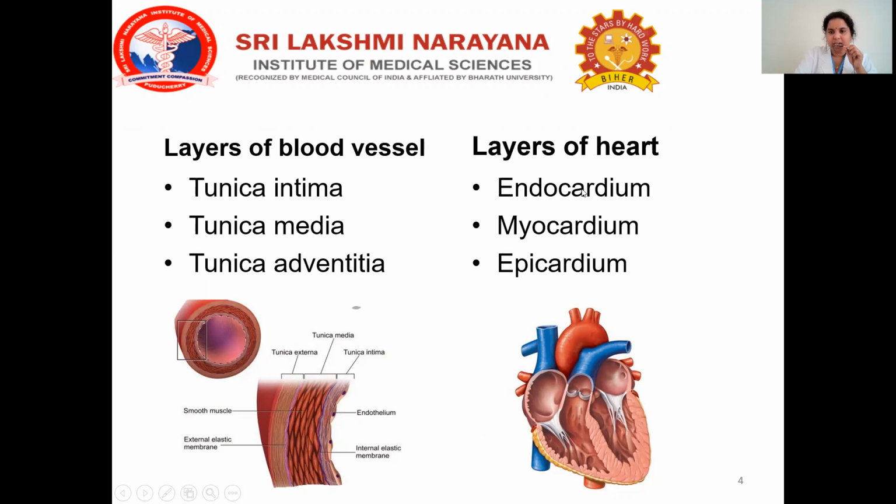Similarly, the heart also has three layers. The innermost lining is called the endocardium, which is lined by endothelial type of epithelial tissue. The middle layer is formed by cardiac myocytes, cardiac muscle. The outermost layer is the epicardium, otherwise called the visceral layer of serous pericardium, which is lined by mesothelial type of epithelial cells.